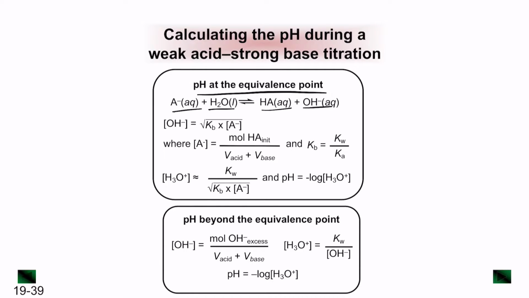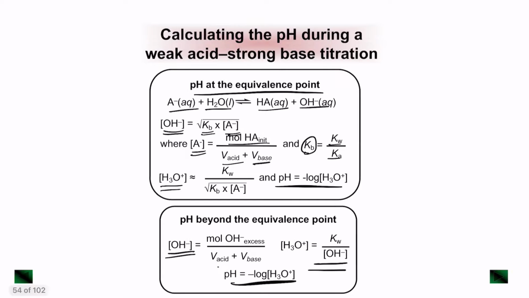Now the pH at the equivalence point: A minus plus H2O gives you HA plus OH minus. Notice that the pH is on the OH side, so to calculate OH minus we write the square root of Kb times A minus, where the A minus becomes the initial concentration of the acid over the acid volume plus the base volume, and Kb can be calculated as Kw over Ka. And finally, we can calculate the H3O plus and calculate the pH. Now for the pH beyond the equivalence point, we have to calculate the OH minus, where you have excess OH minus, and then finally calculate the H3O plus, giving you the pH value.